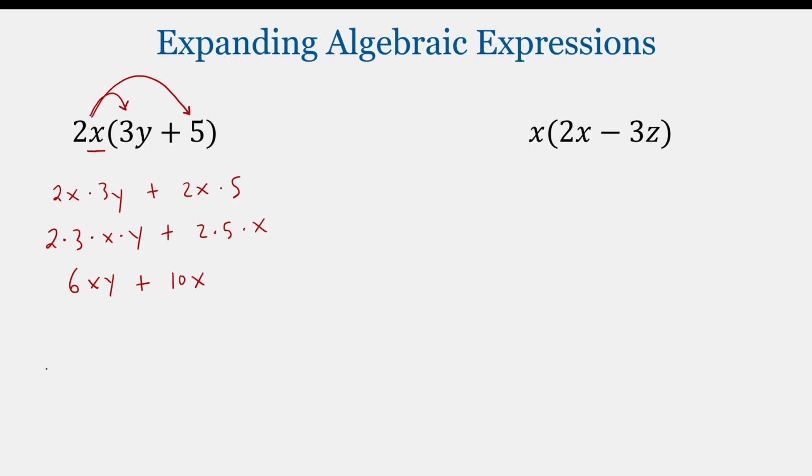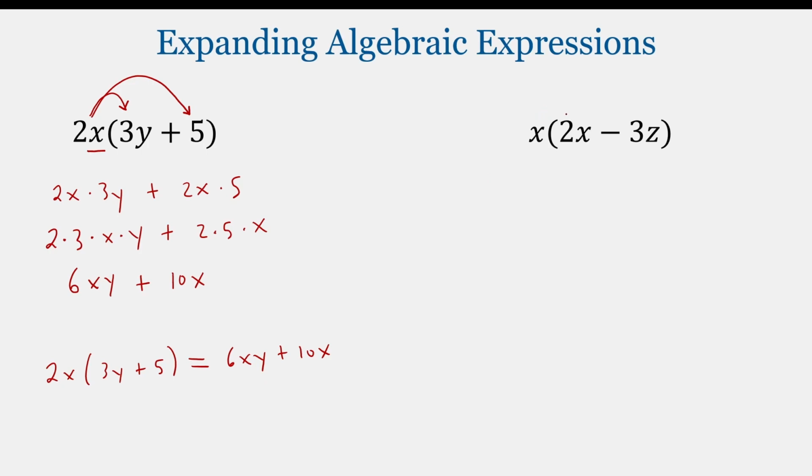So once again, we have equivalent expressions. 2x times the quantity 3y plus 5 is the same thing as, or is equal to, 6xy plus 10x. These are equivalent expressions.